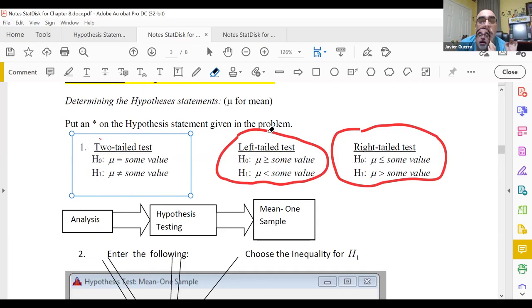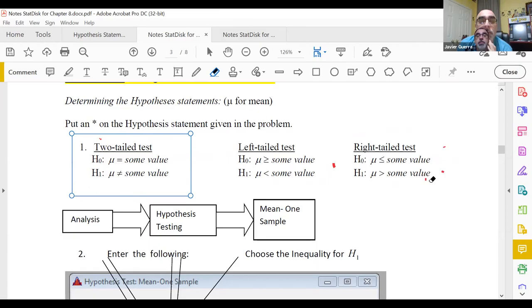So, for example, if I said greater than, where would you plot the greater than? Does it belong on the H0 or the H1? Looking for greater than. Where does it go? Greater than goes on the H1, bam. Very good. Correct.